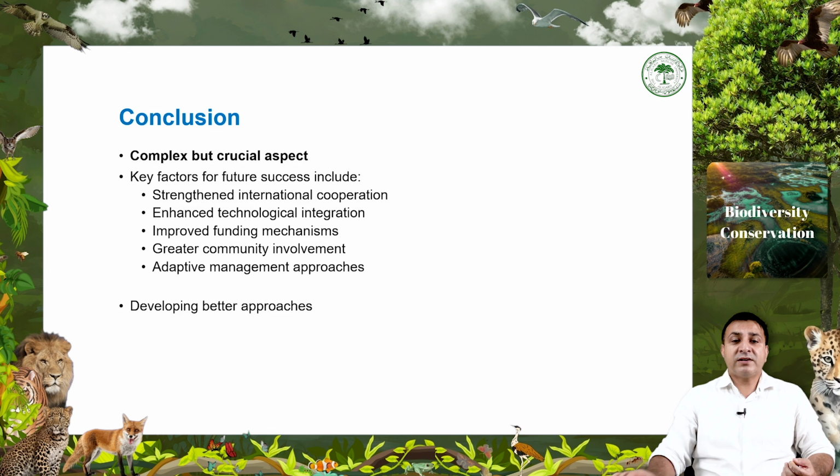So some of the key factors for future success include strengthened international cooperation. There is need to enhance technological integration, there is also need to improve the funding mechanisms, there is also need for greater community involvement, and lastly we can say there is a need for adaptive management approaches. The future of transboundary biodiversity management lies in developing more integrated, innovative and inclusive approaches that can address both current challenges and emerging threats while also promoting sustainable development and conservation goals.